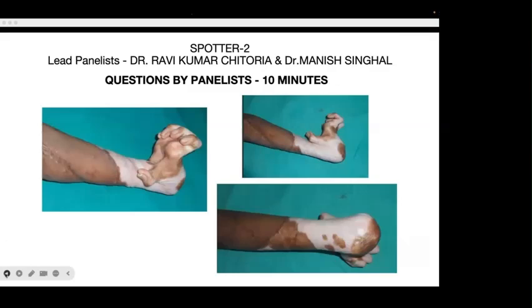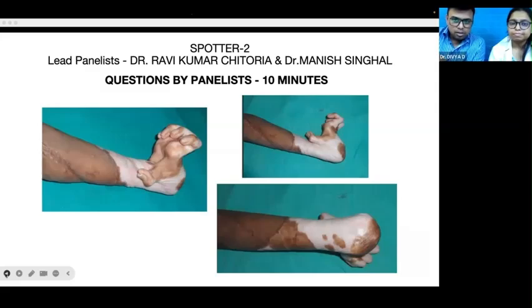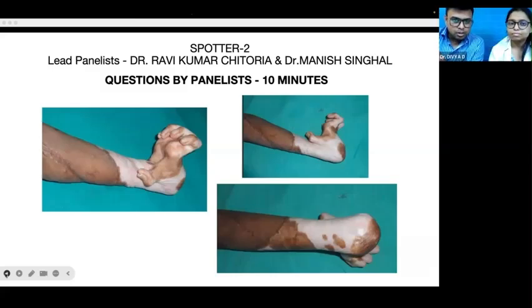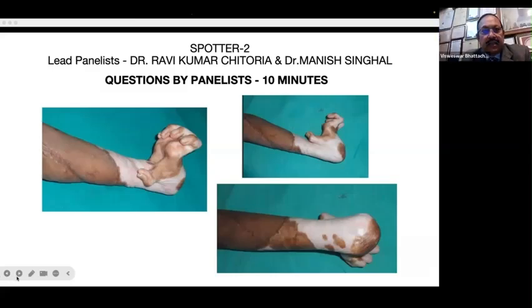So what are the structures which will be exposed? Sir, flexor tendons can be exposed. Flexor tendons, maybe neurovascular bundle, etc. Yes, okay, everything will be exposed just in front of you. Yes, but the flexor tendons will also be adhered to the distal forearm scar.